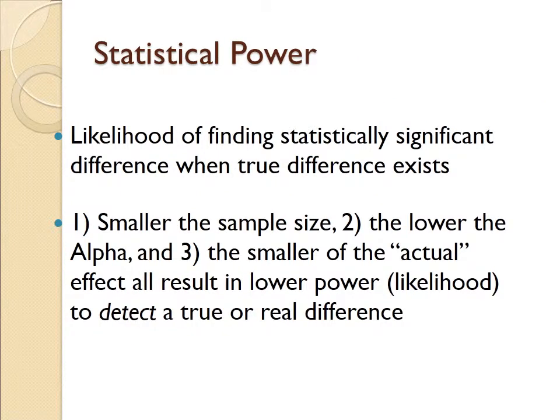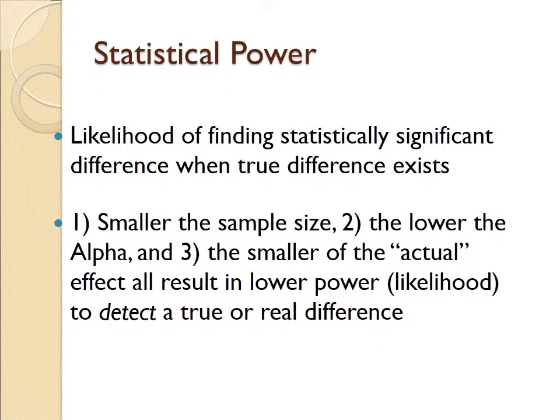Statistical power is the likelihood of actually finding a statistically significant difference when a true difference actually exists. There's a couple of things researchers can do to try to increase the chances of finding statistically significant results. I have here 3 examples of things that actually reduce power, and therefore the reverse of them would increase power. The smaller the sample size, the less likely you are to find differences. The lower the alpha, so the less likely you are to be willing to accept being wrong, the harder it is to find differences. And finally, the smaller the actual effect is, the smaller the likelihood of finding a true difference. So a researcher can at least use 2 of these 3 to their advantage.